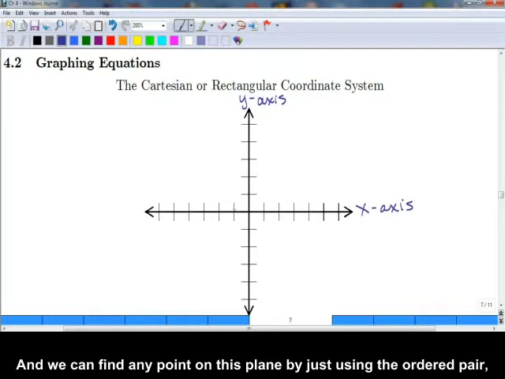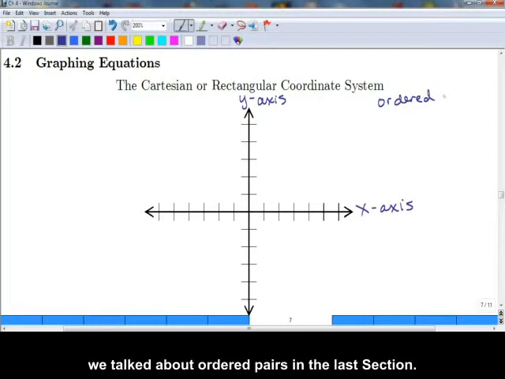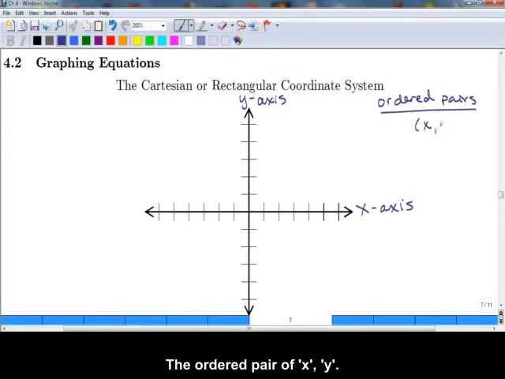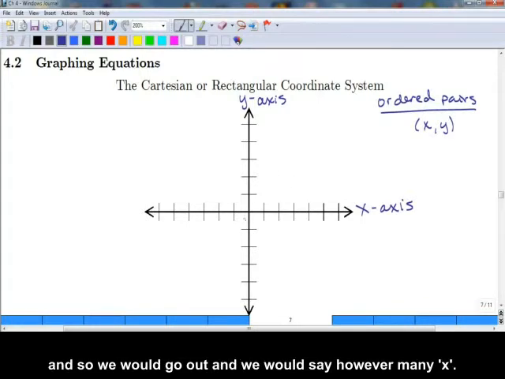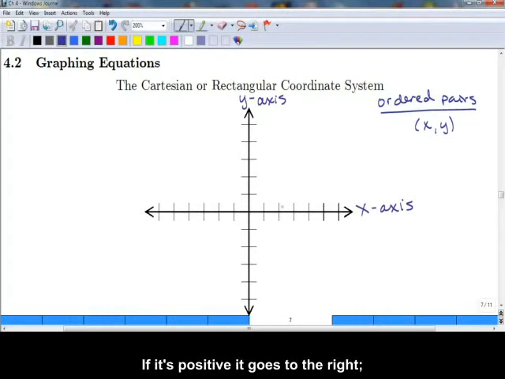And we can find any point on this plane by just using the ordered pair. We talked about ordered pairs in the last section. The ordered pair of x, y. So they're always in these coordinates. And so we would go out and we would say however many x, if it's positive, it goes to the right. If it's negative, it goes to the left. And then we would find our y value. If it's positive, it goes up. If it's negative, it goes down.